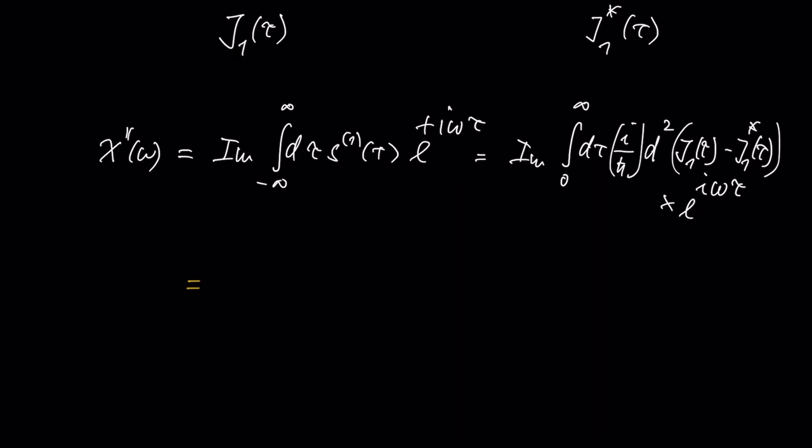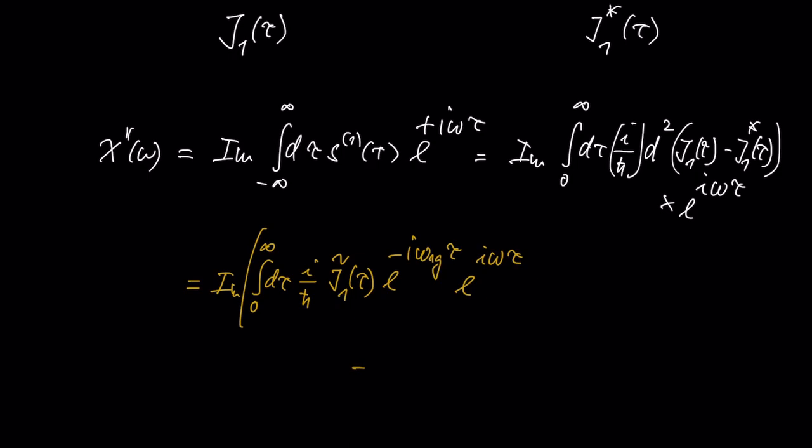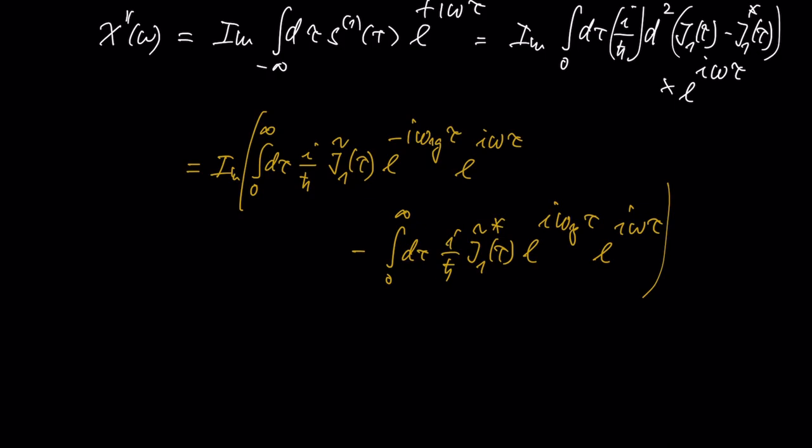So we will have the imaginary part of the integral from 0 to infinity d tau, and we can write I divided by h bar, some sort of a j1 tilde, the slowly evolving part, e to the power of minus I omega eg tau, and only this thing is going to be Fourier transformed, and minus the integral of the same kind, j1 tilde star, e to the power of I omega eg tau, e to the power of I omega tau, and closed.